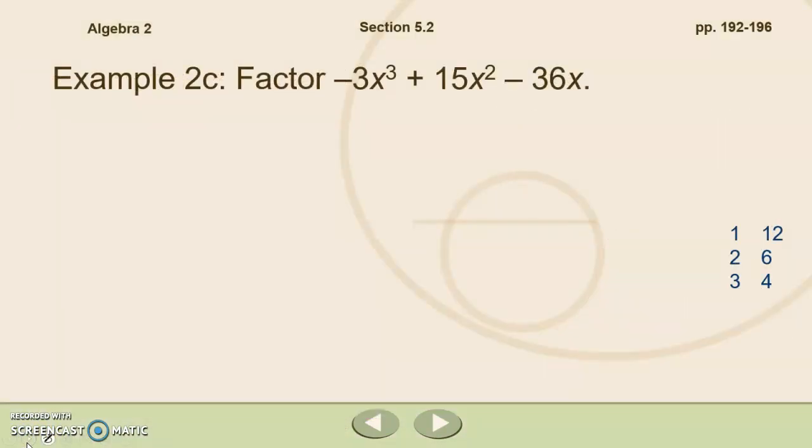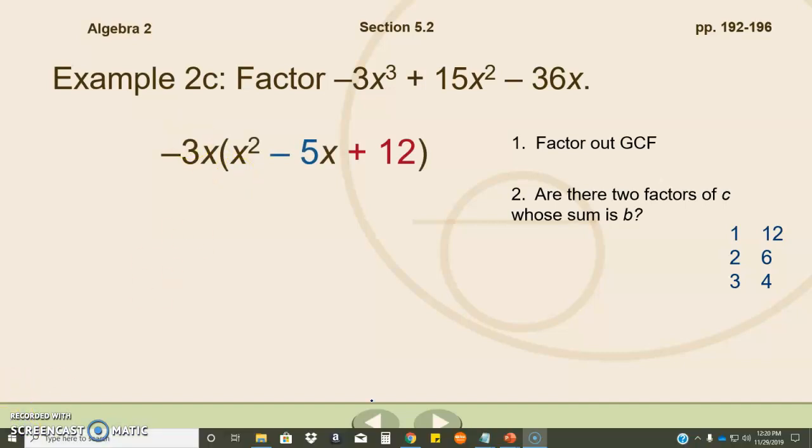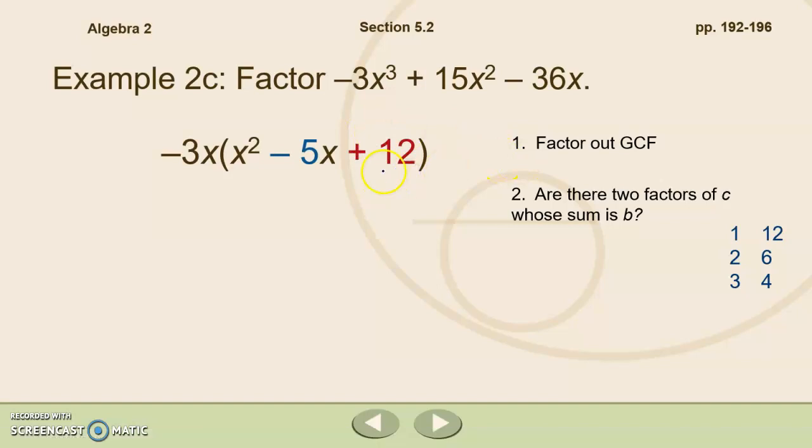All right, let's try this one. Negative 3x cubed plus 15x squared minus 36x. First, let's factor out the greatest common factor. And these three terms do have a greatest common factor. All of them. All right, so we factored out the greatest common factor here, negative 3x, and we're left with x squared minus 5x plus 12. We're going to look and see, are there any two factors of c whose sum is b?